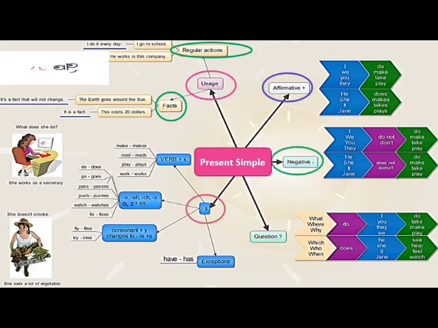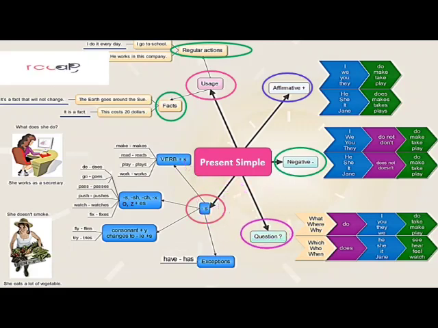For the negative form, with I, we, you, and they, we use do not or don't. I don't do. We don't make. You don't take. They don't play. With he, she, it, or for names like Jane, we use doesn't. He doesn't do, she doesn't make, it doesn't take, Jane doesn't play.